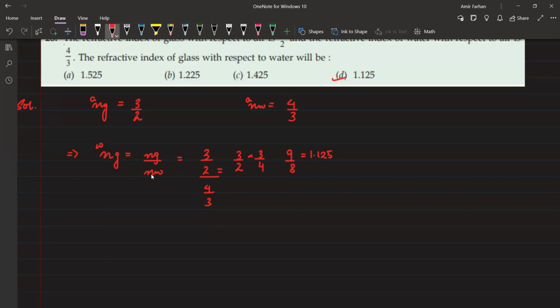And if you are talking about the refractive index, we are calculating the relative refractive index in terms of refractive index. So as you can see, I have got two refractive indices. I have to calculate the refractive index of glass with respect to water. So with respect to water, your refractive index of water will be in the numerator. Clear?